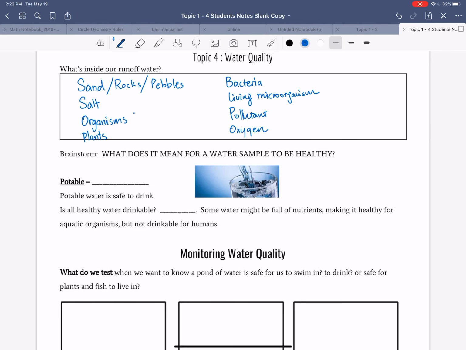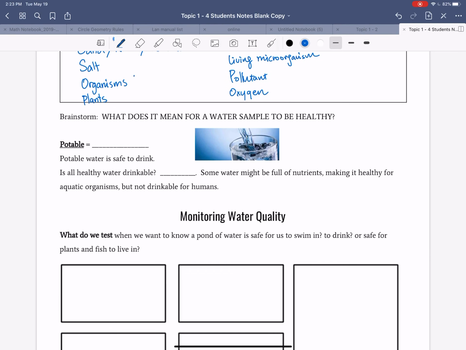So when we study groundwater, river water, and runoff water, that's what we are going to focus on. So brainstorm: what does it mean for water to be healthy to drink? Potable means drinkable. If I say potable water, that means drinkable water. So potable water is safe to drink.